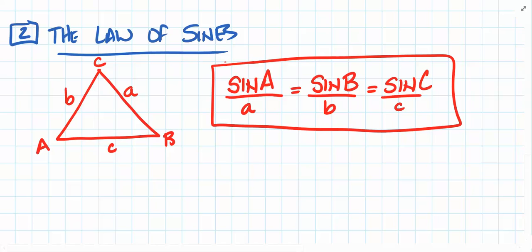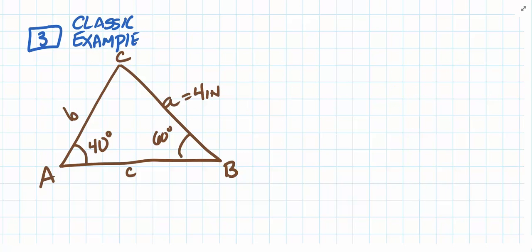You could also represent it the other way. You could also have A over sine A equals B over sine B equals C over sine C. It doesn't matter. The only thing you can't do is have a combination of the two. Like I can't say the sine of A over side A is equal to B over sine B. I can't just mix them up, all right? But this is how the book has presented it, and I wanted to show you the exact same way the book presented it. Okay, so here's a classic example of how the law of sines works.